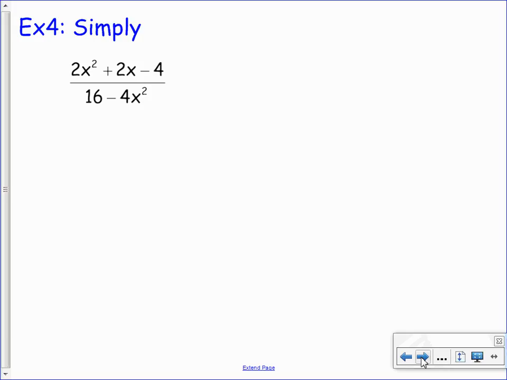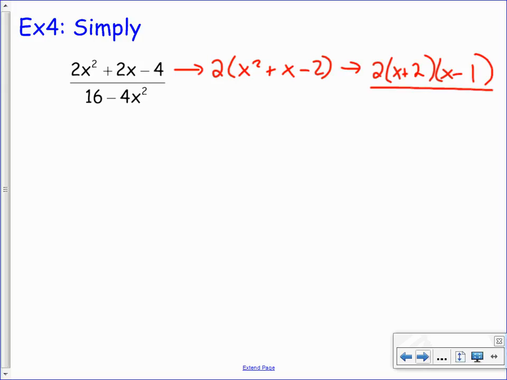Here we go. Factor, factor, cancel, cancel. The top factors out a 2. And then you've got x squared plus x minus 2, which becomes, it's going to be plus 2 minus 1. Factor like a box.